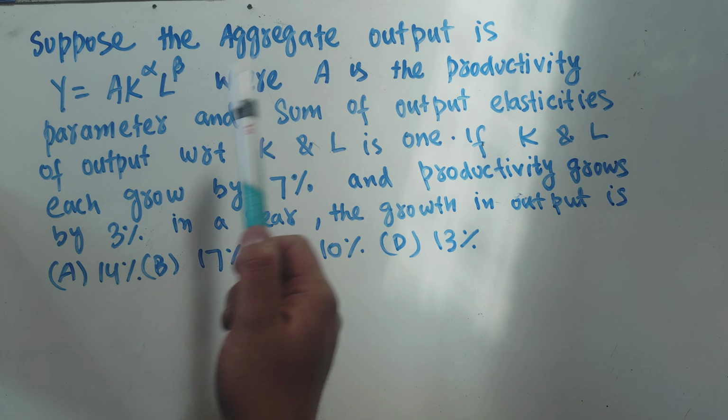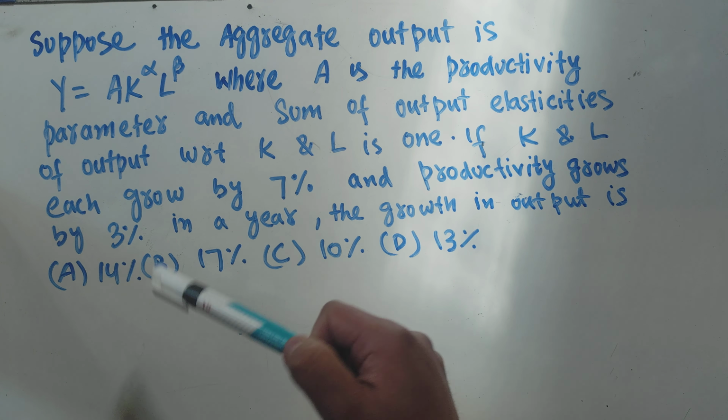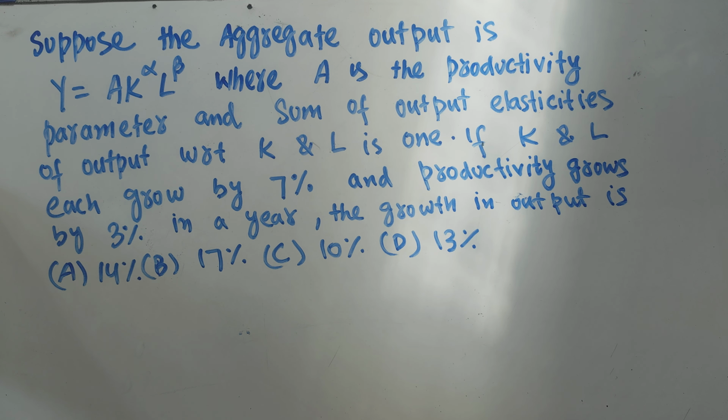If capital and labor each grow by 7% and productivity grows by 3% in a year, we need to find out the growth in the output. Okay, so let us see what our production function is.